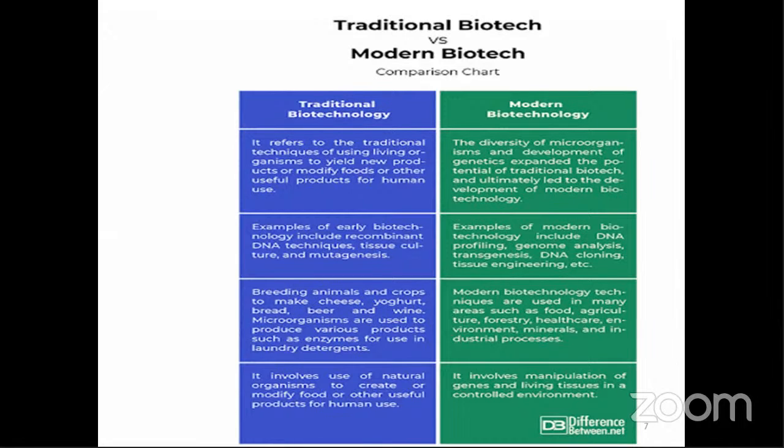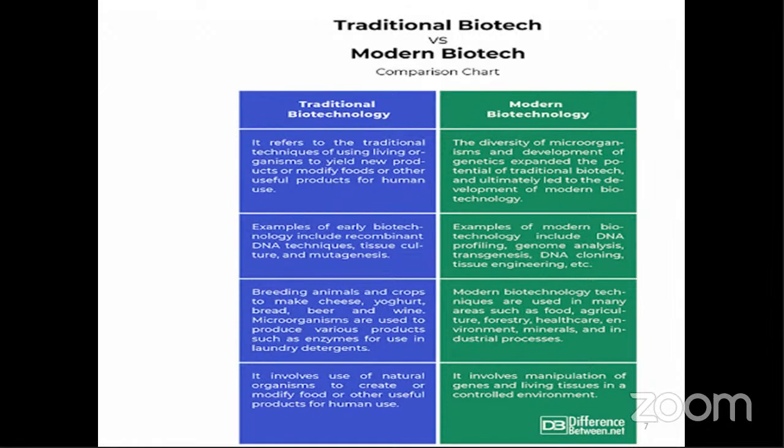The third point is breeding animals and crops to make cheese, yogurt, bread, beer, and wine. Microorganisms are used to produce various products such as enzymes for use in laundry detergents. In modern biotechnology, techniques are used in many areas such as food, agriculture, forestry, healthcare, environment, minerals, and industrial processes. Traditional biotechnology involves use of natural organisms to create or modify food or other useful products for human use, whereas modern biotechnology involves manipulation of the genes. I hope you understand the difference very clearly here. Here they are using the organisms in a natural way, whereas modern biotechnology involves manipulation of the genes and living tissues in a controlled environment.